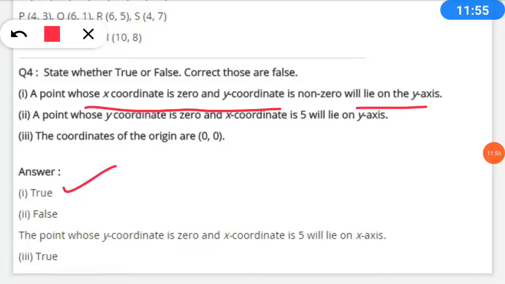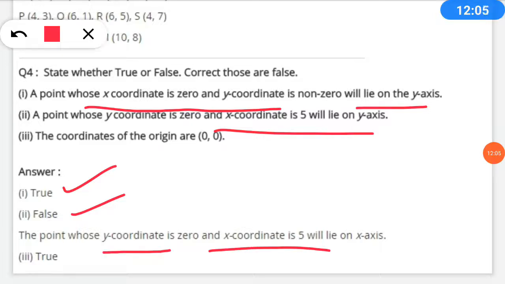Of course it will be true. A point whose y coordinate is 0 and x coordinate is 5 lying on the y axis will be false, because the point whose y coordinate is 0 and x coordinate is 5 will lie on the x axis itself. Then the last one, the coordinates of the origin are 0 0, so the answer will be true.